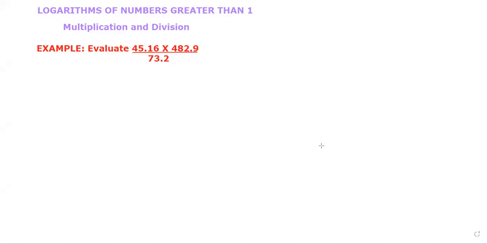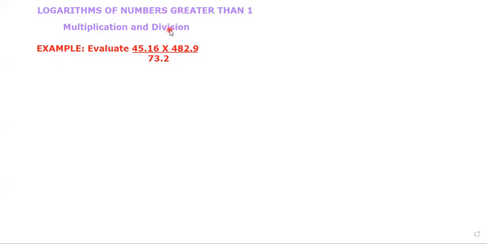In this video, we'll be looking at logarithms of numbers greater than 1. Under this, we'll first look at multiplication and division of logarithms of numbers greater than 1. We are going to illustrate this with an example.